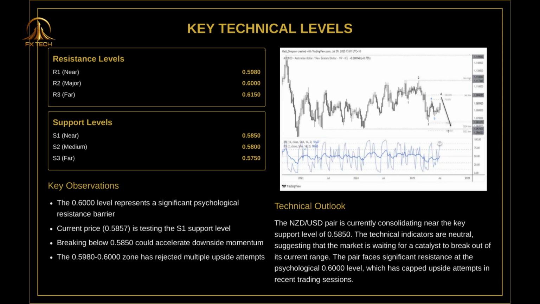R1, our nearest resistance, sits at 0.5980, which corresponds to recent swing highs. R2, the major resistance level at 0.6000, represents not just a technical barrier, but also a significant psychological level that has repeatedly capped upside attempts. Finally, R3 at 0.6150 would be our target in a sustained bullish scenario.